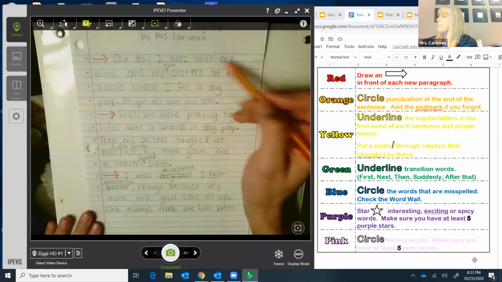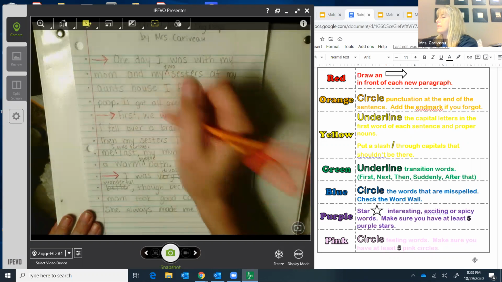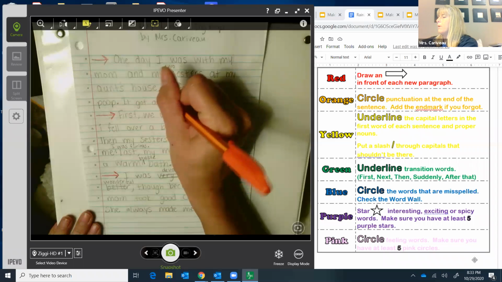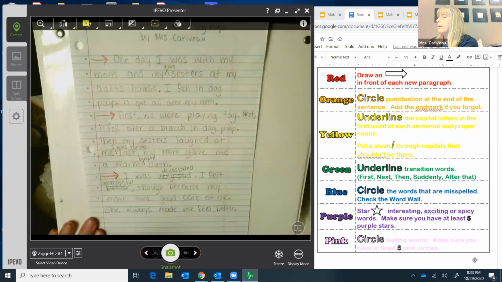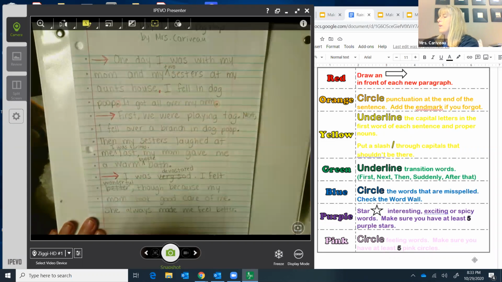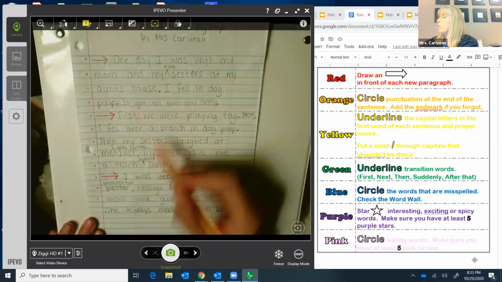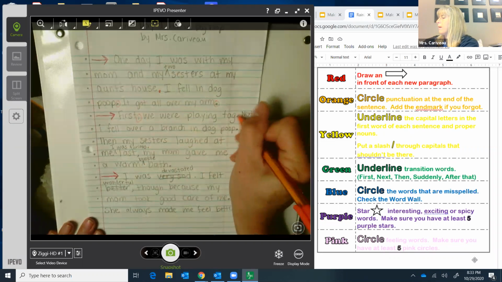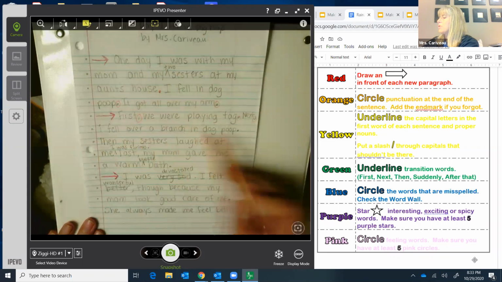One day I was with my mom and my 2 sisters at my aunt's house. Ooh, that's a sentence. I forgot it. I'm going to put it in there in orange. I fell in dog poop. Ooh, I remembered that one. It got all over my arm. So I'm just circling it. First, ooh, I remembered my comma after first. That's important. We were playing tag. Here's my period. Next, comma, I fell over a branch in dog poop.